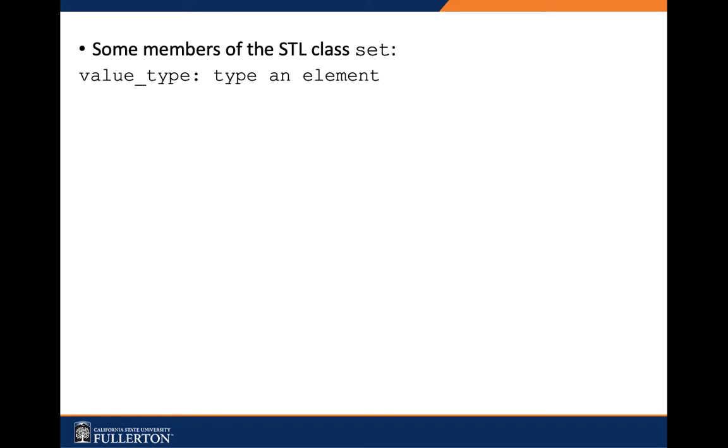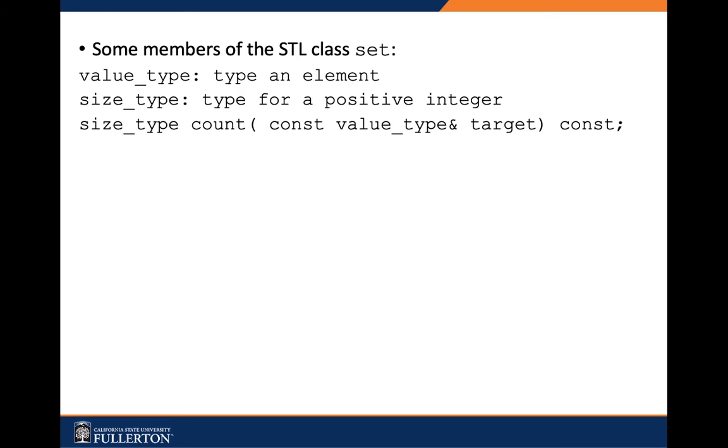Some members of the STL class. We have the data member value type, which is a type of an element. We have the data member size type, which is a type for a positive integer. We have the member function count, which returns a value of type size type, has a single argument, which is a const reference of type value type, and the function itself is const because it does not change the calling object. It will return the number of elements which are equal to the target.